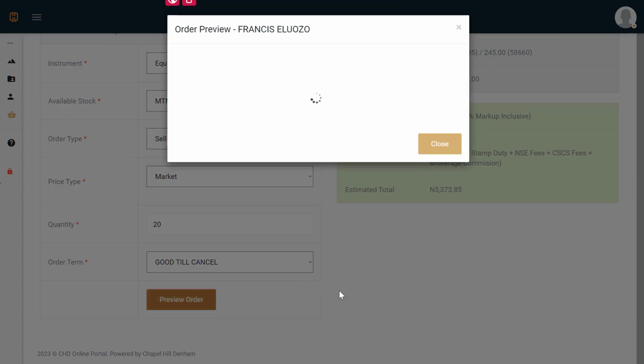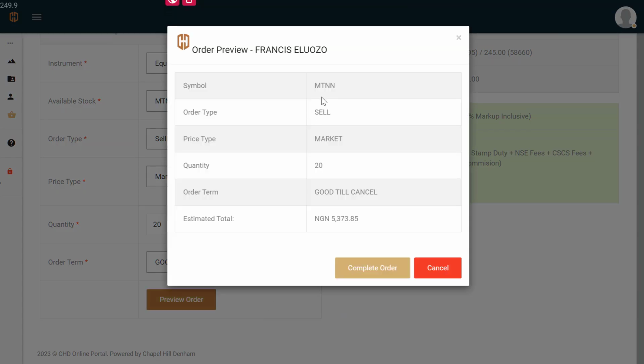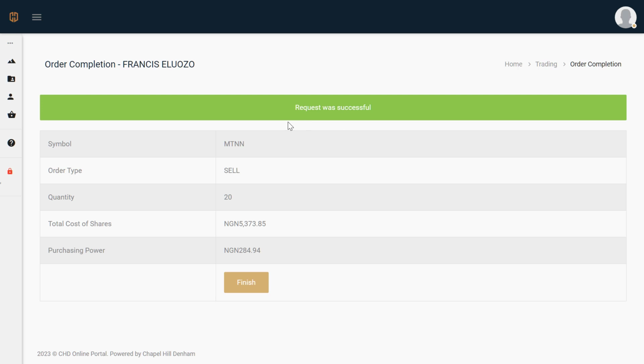So I'm going to click on preview order, and yeah, that's exactly what I want to do. And I'm going to click on complete order. So my request is successful. I'm going to click on finish and then we're going to wait.